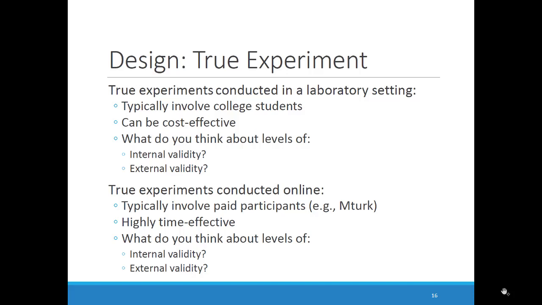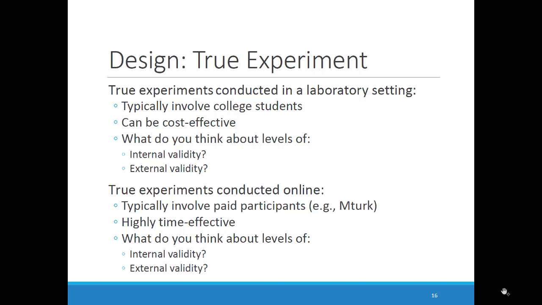True experiments conducted in a laboratory setting typically involve college students. So for IO psychology, you might have a study, for instance, where you're bringing in college students and you're conducting some sort of manipulation. You're having them do something, you have a control group, and you're observing the results. These types of studies that are conducted in lab settings can be very cost effective. Usually college students will get course credit for participating in these. Sometimes they might get a small amount of pay.